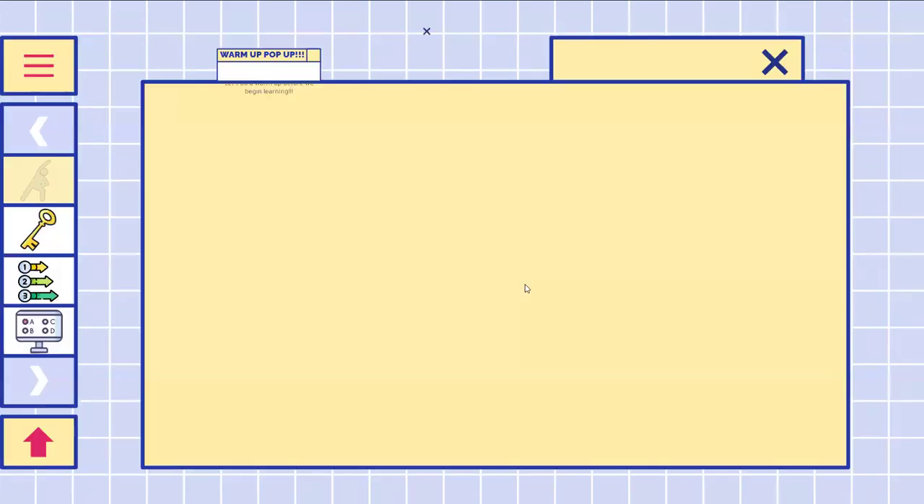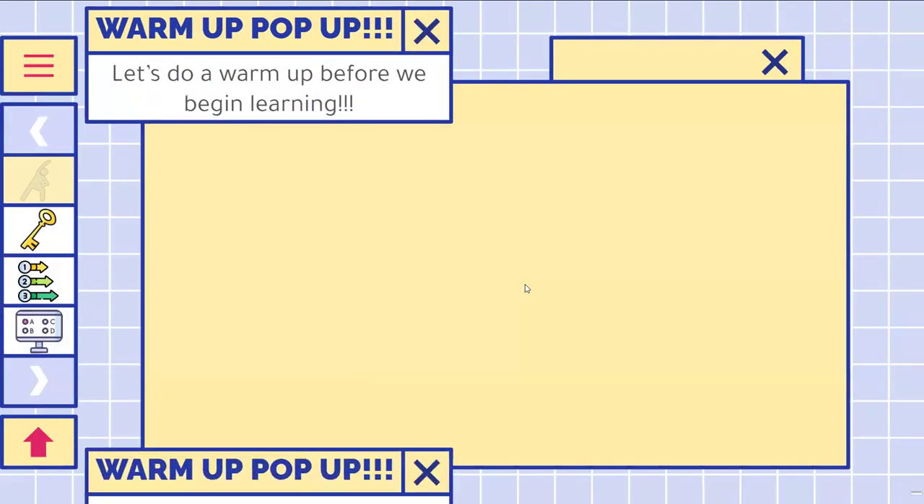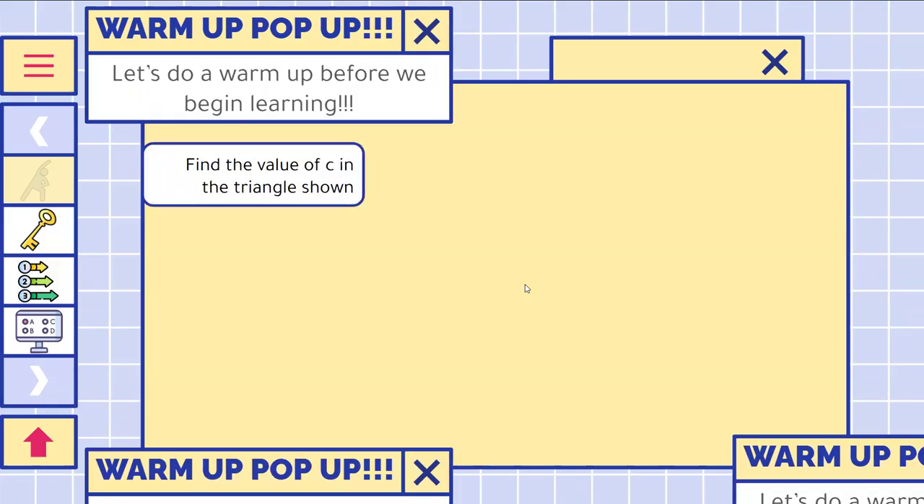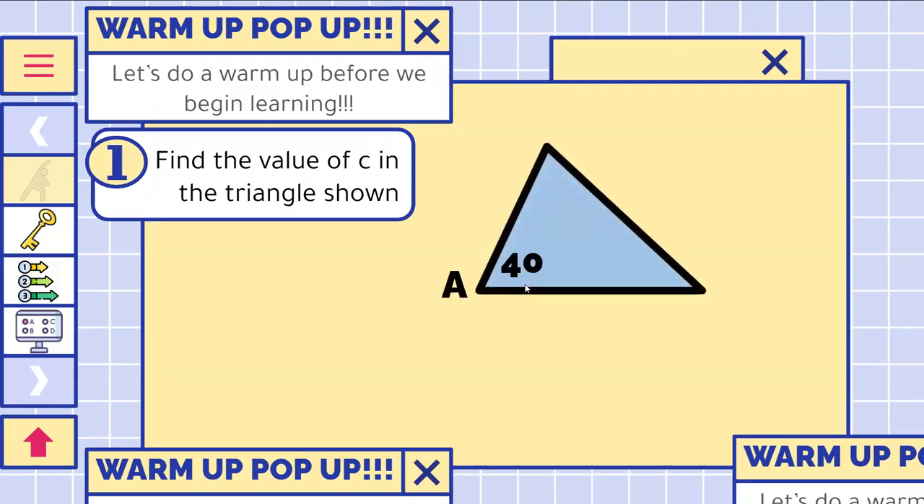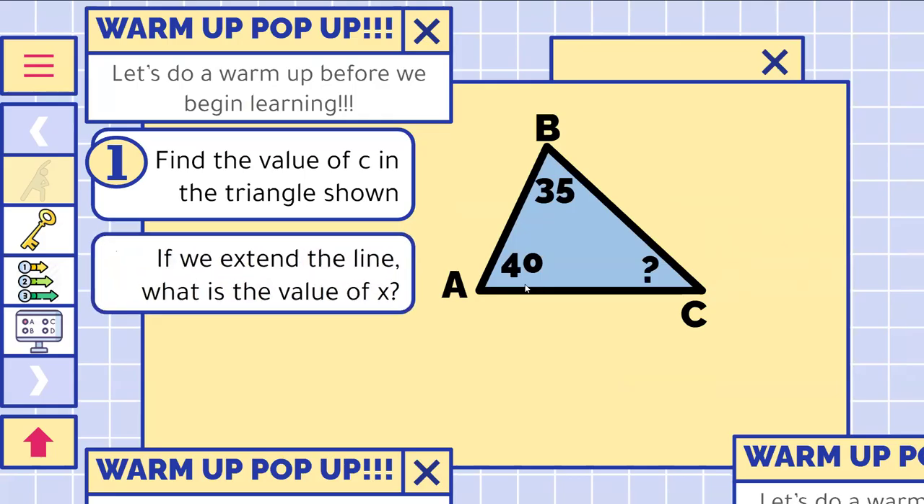Let's begin, first, with our warm-up pop-up. So, this is a multi-step process. Step 1, find the value of C in the triangle shown. We have a triangle here. We have A, we have B, and we have C, the mystery. So that's your first job. Find out what C is. Now that you've done so, if we extend the line, what is the value of X?